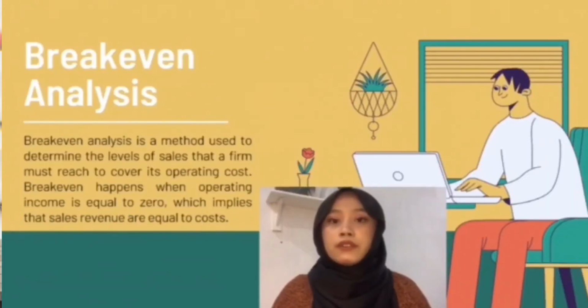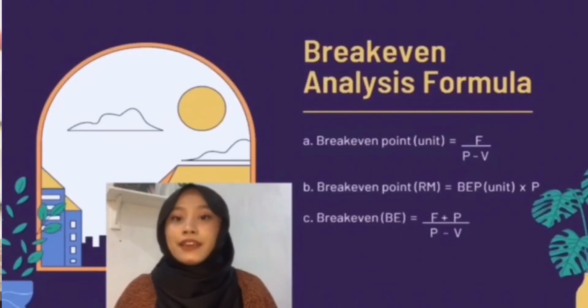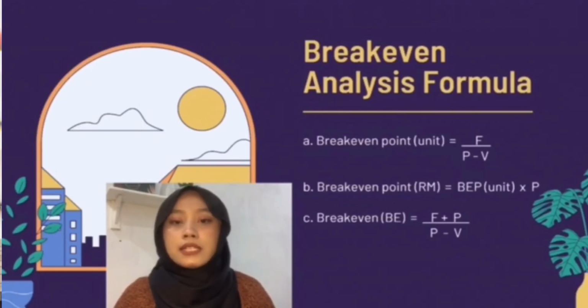Moreover, the definition of break-even analysis is a method used to determine the level of sales that a firm must reach to cover its operating costs. Break-even happens when operating income is equal to zero, which implies that sales revenue equals costs. Break-even analysis also has three formulas. For break-even point in units, we use F divided by P minus V, while to find the break-even in RM, we use BEP in units multiplied by P. For a question that asks to find the sales target for a profit, we use F plus profit divided by P minus V.